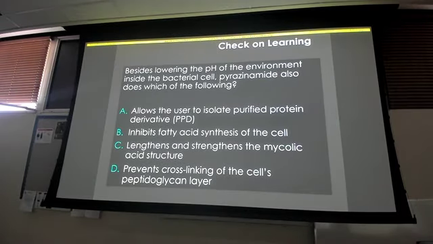Besides lowering the pH of the environment inside the bacterial cell wall, pyrazinamide also does which of the following? So, mechanism of action question. Fatty acid, right? Okay, so inhibiting the fatty acid synthesis of the cell, right?